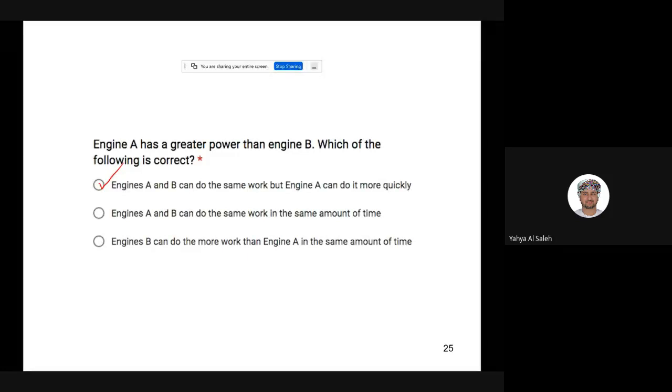If I can collect 20 books per minute and you can collect 50 books per minute, there's no problem with both of us getting 100 books. Only that I'm going to take 5 minutes to collect them and you're just going to take 2 minutes. So you have a higher power of book collection than I do. I can do the same amount of work, 100 books. It's just going to take me longer to do it.